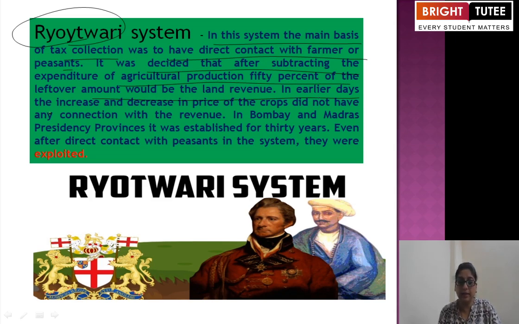And in earlier days, the increase and decrease in the price of crops did not have any connection with the revenue. In Bombay and Madras Presidency provinces, it was established for 30 years. Even after direct contact, the peasants in the system were exploited.